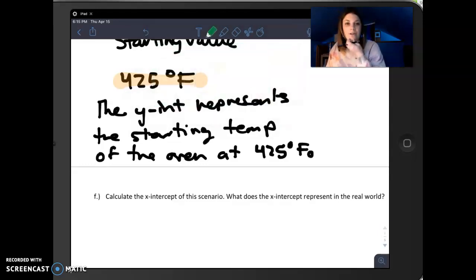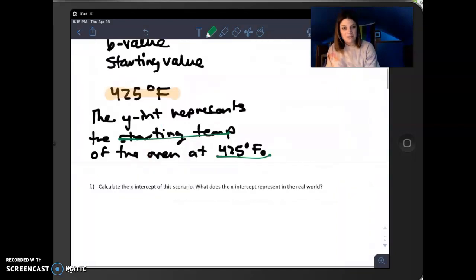So I want to point out some of the things that are really important about this in order to get it right. You need to understand that it's a starting amount, and you also need to understand that it is in degrees Fahrenheit. There are lots of different ways to make a sentence about that, but the most important thing is that you understand that it's a starting amount and that it's degrees Fahrenheit.